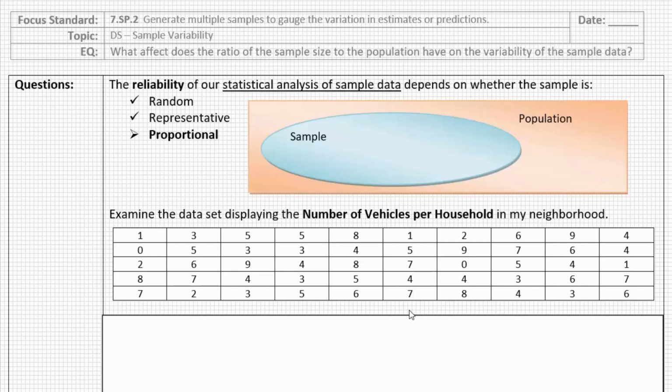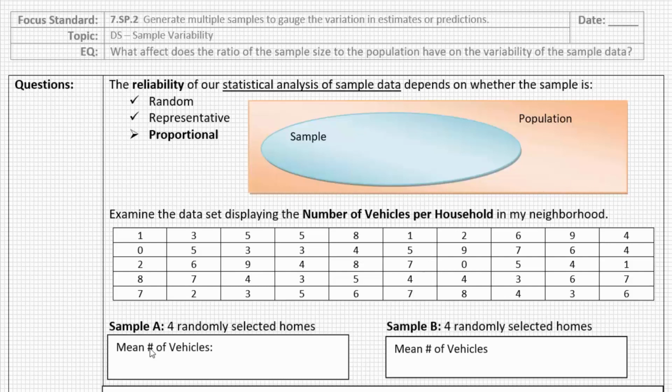I started out by taking some random samples of this data. So let's go ahead and see what I've done here. I took 4 randomly selected homes from this data set and calculated the mean. And then I did it again, a second time. So here is the first sample that I took.